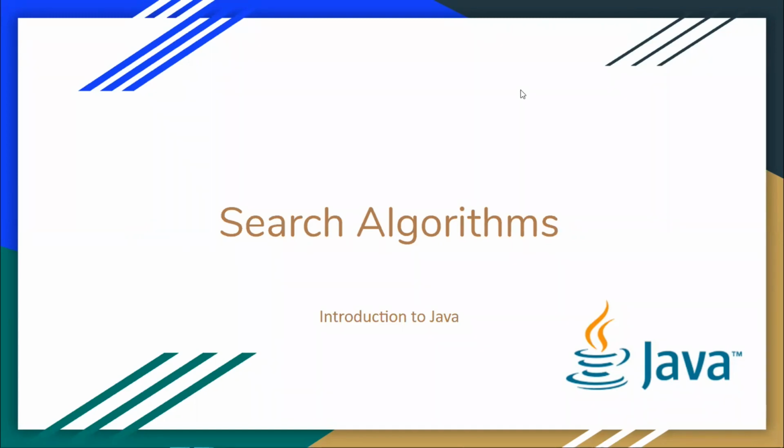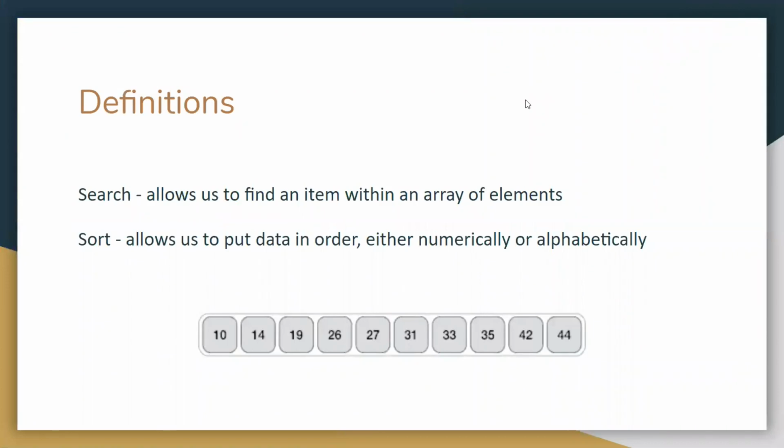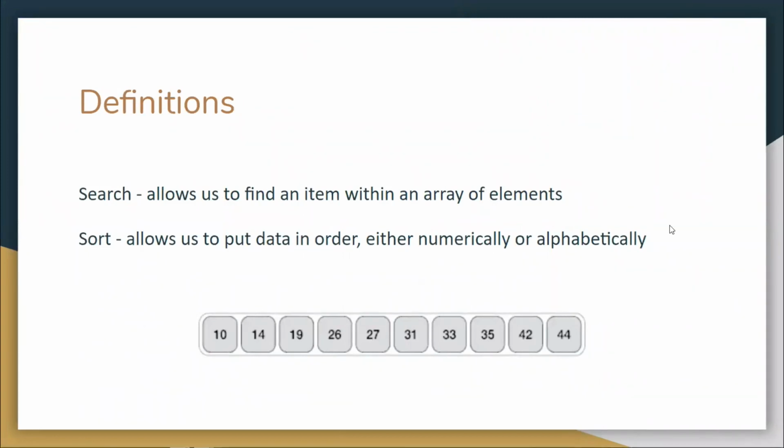So today I'll be talking about search algorithms. I'll give a few simple definitions first, just in case you don't know what search and sorting mean in the context of Java. Searching allows us to find an item within an array of elements. This could be an array of characters in a string, for example, or an array of integers, doubles, booleans, or anything like that, and allows us to find a specific element within this array, either if it exists or not, or the accompanying index of the element within the array.